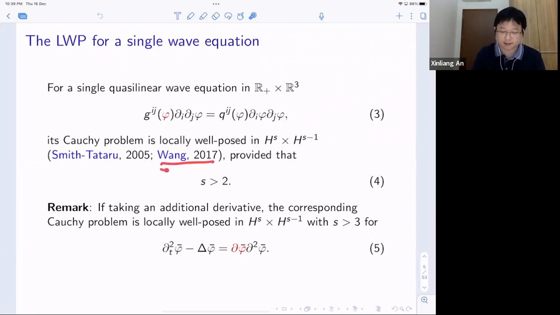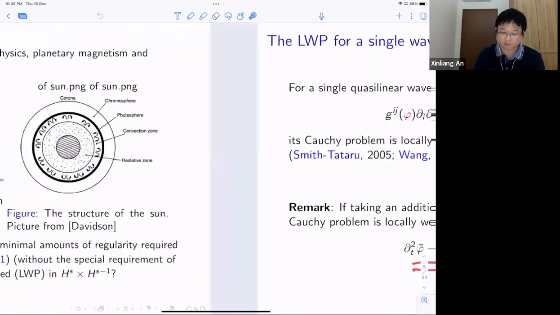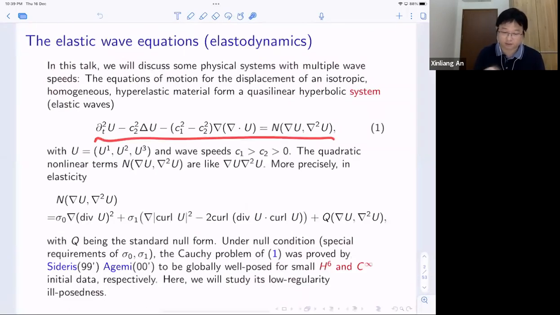Later, Qian Wang reproved this result with the Euler vector field method. And not only can we study the quasilinear wave equation in this form, if we take an additional derivative, we can change this equation into a slightly different form. If we take an additional derivative, equation three can be changed into equation five. On the right-hand side we will have the first derivative of the unknowns and the second derivative of the unknowns. So this is very similar to the elastic wave system which we just mentioned.